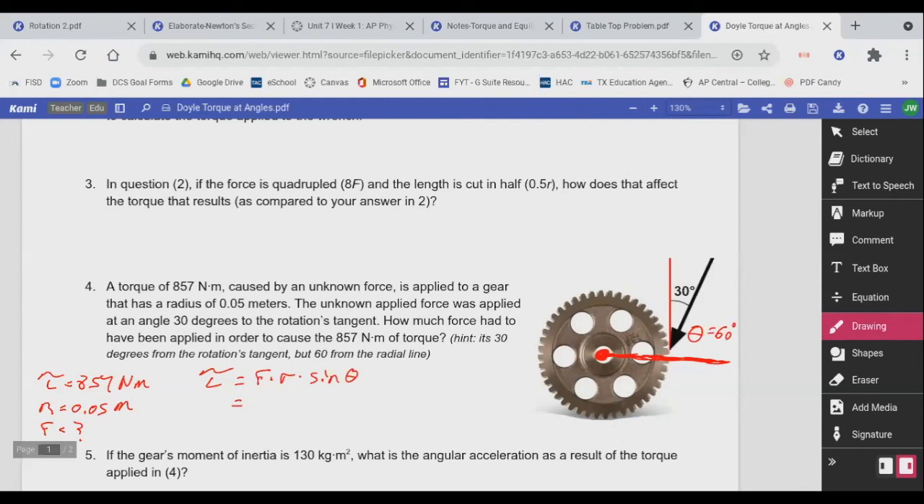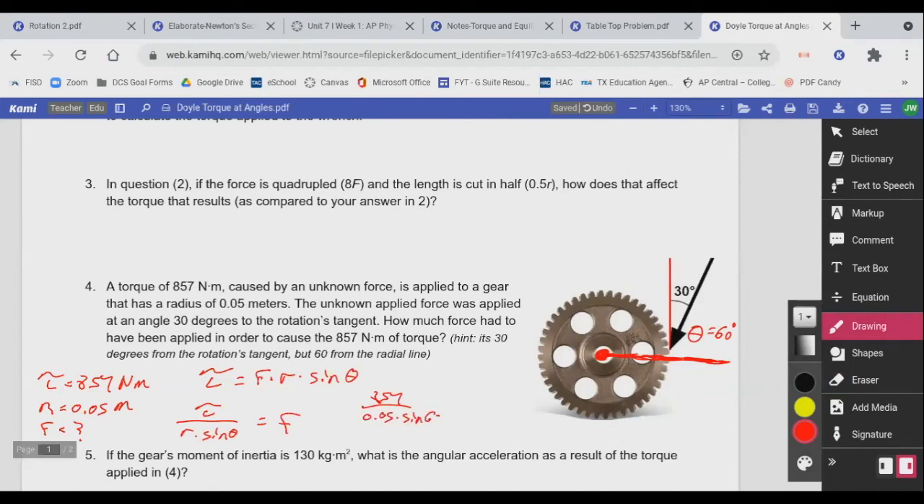So here we need to rearrange this formula, don't we? Let's do a little bit of rearranging to make sure we do this the right way. We're solving for force, so that means torque divided by R times the sine of theta is equal to force. So then we would say, okay, the torque is 857 divided by 0.05 times the sine of 60 degrees. Make sure you put this in parentheses if you put it all in one line into your calculator. And that is going to equal your force.